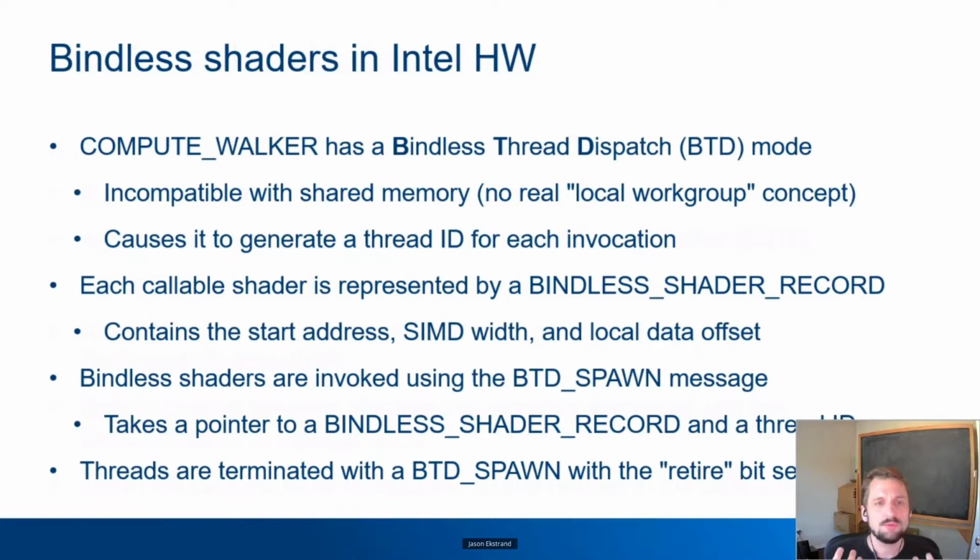So what do these actually map to in hardware? For the Intel ray tracing implementation, we have this new thing called bindless thread dispatch. In the compute walker command, which is the command that we actually emit into the command buffer to do a compute shader, there is a new bindless thread dispatch mode. And this mode does a couple of things. For one thing, it shuts off shared memory. There's no concept of a local work group in bindless dispatch, and there's also no concept of a local work group in Vulkan ray tracing. So we don't have shared memory accessible. The other thing it does is it generates a set of thread IDs, one thread ID for each invocation. And these are used to track various things as you go through the flow. It also, I think, turns on some other magic hardware bits that make bindless dispatch possible. I'm not sure what all goes into that mode.